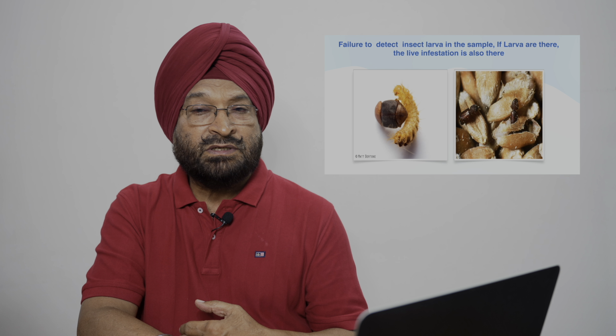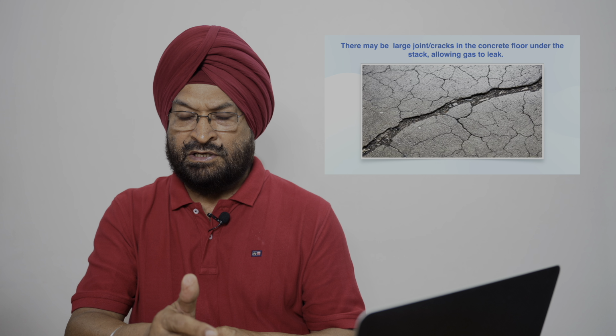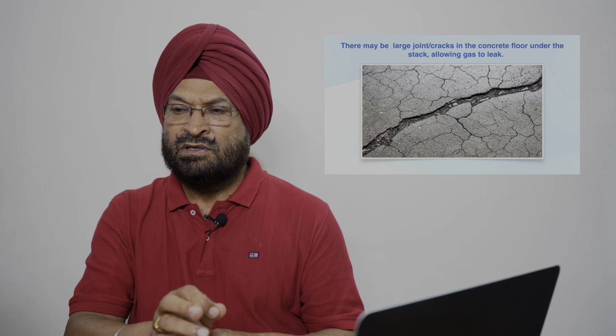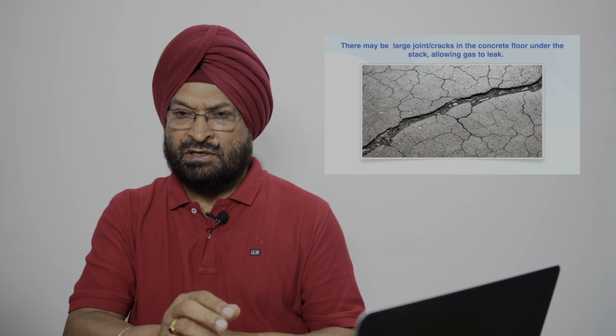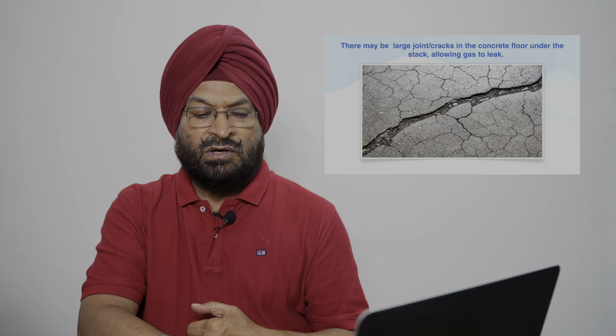The other part of the slide you see is where your floor has big crevices. You may go for mud plastering for sealing. You may go for using sand snakes. But if big crevices are there, the gas is bound to leak. So take care over here, then the fumigation will be successful.